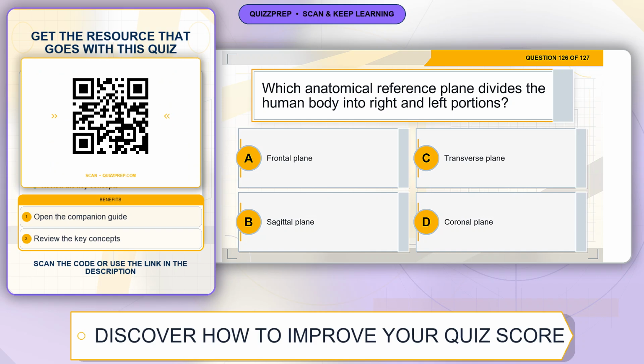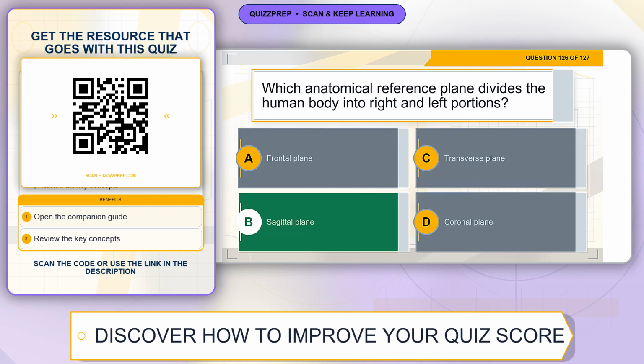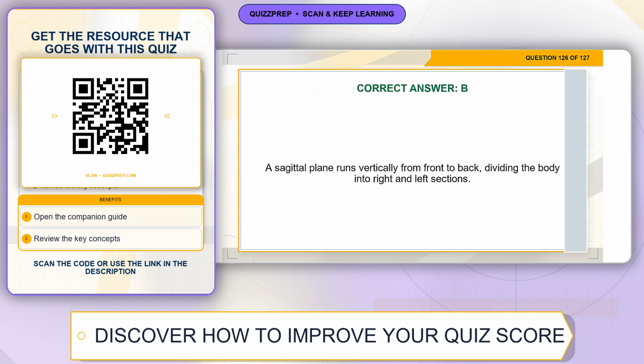Question 126. Which anatomical reference plane divides the human body into right and left portions? Option A, frontal plane. Option B, sagittal plane. Option C, transverse plane. Option D, coronal plane. The correct answer is option B, sagittal plane. Explanation: a sagittal plane runs vertically from front to back, dividing the body into right and left sections.